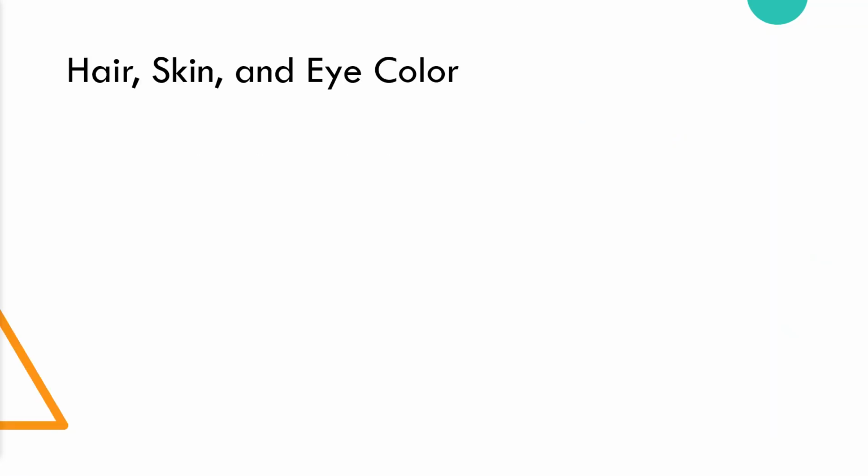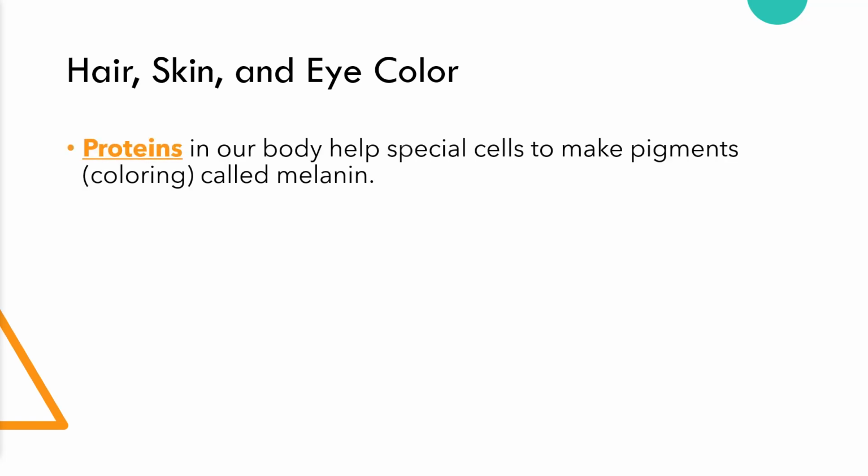Next, I'd like to show you a couple of examples of how the actions of proteins affect our traits. First, we'll examine hair, skin, and eye color. We have special cells in our body that make pigments or coloring called melanin. Proteins in our body help these cells to make melanin. The types and amounts of melanin in our bodies greatly affect the color of our hair, skin, and eyes.